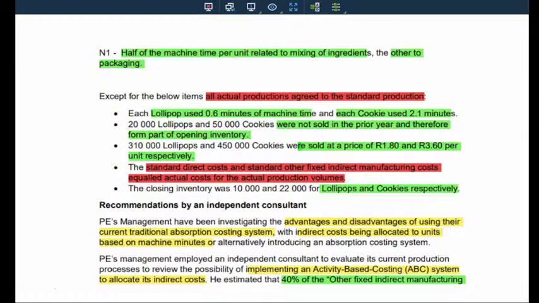They tell you that 20,000 lollipops and 50,000 cookies were not sold in the prior year and therefore form part of opening inventory. So do you agree that this 20,000 lollipops and 50,000 cookies, we didn't produce them this year? So they can't be a part of what we produced this year. So do you agree that if we calculate it in our current production, we're double accounting?